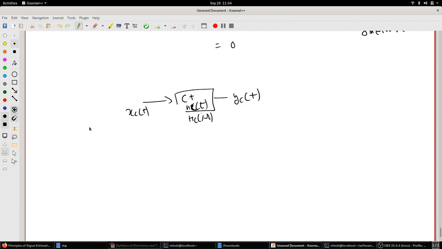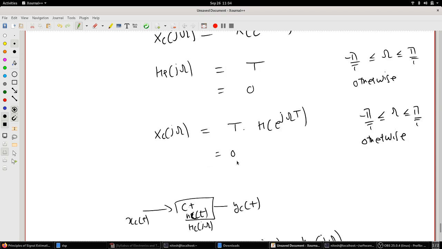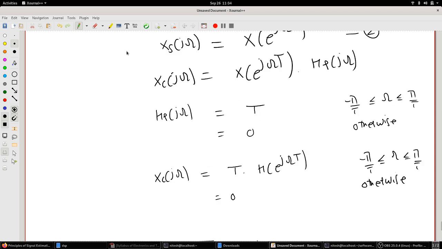So what you have is Yc of j omega will be equal to Xc of j omega into Hc of j omega. This is also known. So you know that Xc of j omega exists only for... sorry, this is one thing I got wrong. So this is H. Okay, so this is where this will be X.